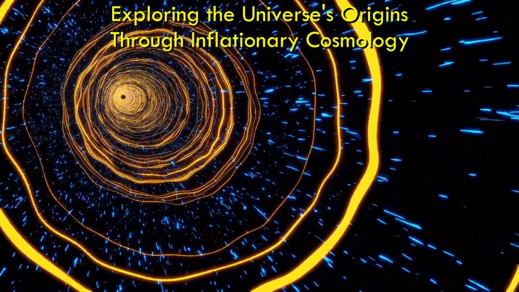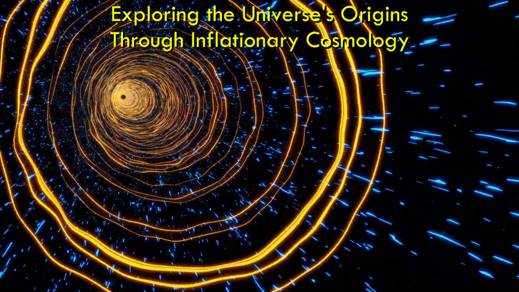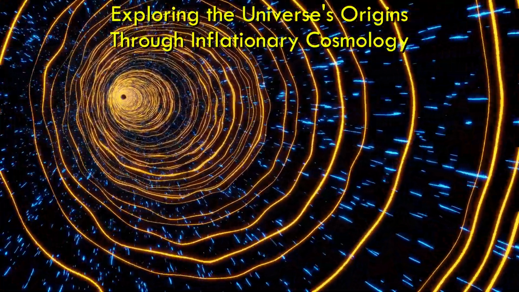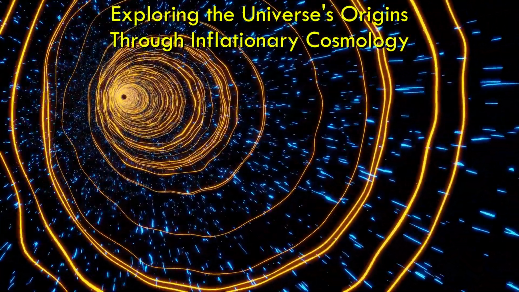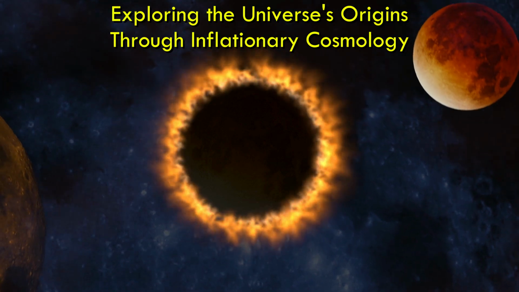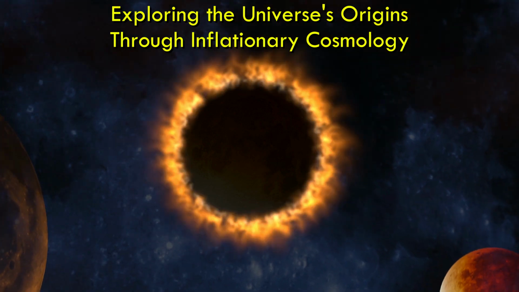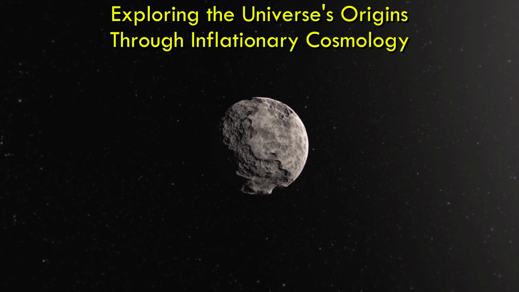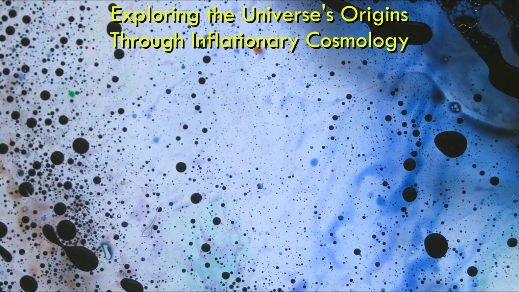Furthermore, the theory of inflationary cosmology provides an explanation for the large-scale structure of the universe, including the formation of galaxies and galaxy clusters. During inflation, quantum fluctuations in the fabric of spacetime would have been amplified to macroscopic scales. These fluctuations later served as the seeds around which matter coalesced, leading to the formation of galaxies. This process, predicted by inflationary models, has been corroborated by observations of the cosmic microwave background radiation, which show slight variations in temperature that match theoretical predictions.